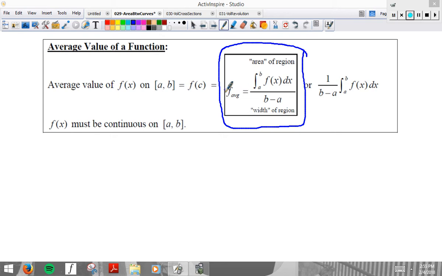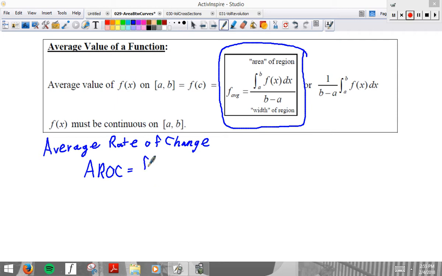The only reason students tend to mess this part up is there's another average we use in calculus. Pause the video if you want to think about it. It's the average rate of change, which is AROC. And there's multiple reasons it's not just the word average. AROC of f of x on a to b also has the same denominator.